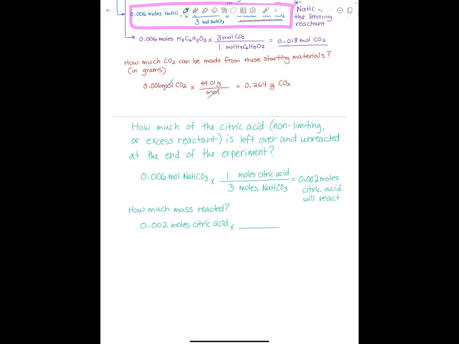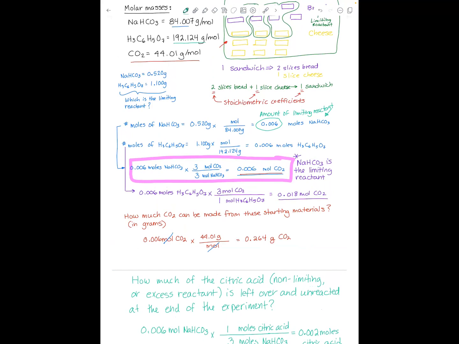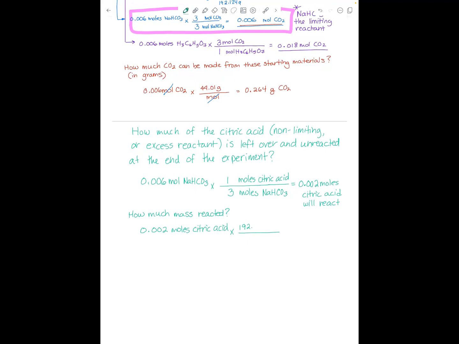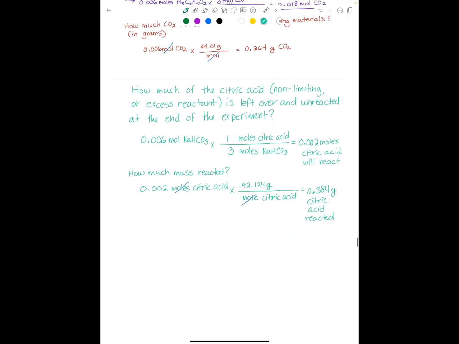Okay, and so we would use our molar mass here, which for citric acid is 192.124 grams per mole. So in this case, our moles will cancel and we're going to be left with grams of citric acid. So that gives us 0.384 grams of citric acid reacted. Okay. So now, how much of our starting material is left over at the end of the reaction? And that is our final question.